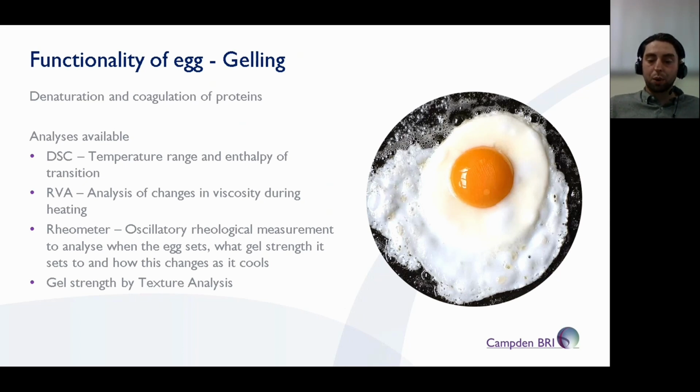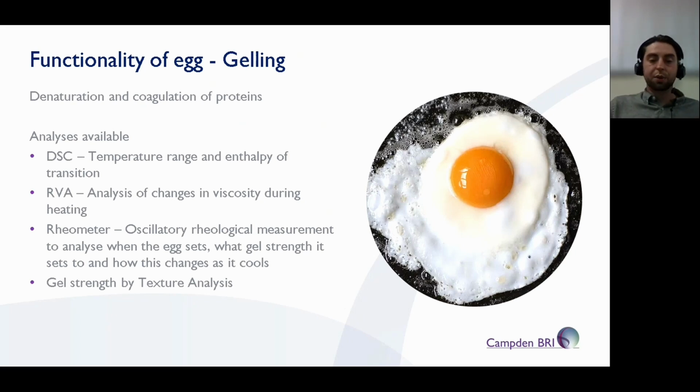And then the key part is the coagulation. So once these proteins unravel, denature, they expose the interior functional groups, which can then make links to the inside of other proteins and create a network. And that's what the gelling is. Lots of proteins denature, but not all proteins coagulate, and that's where eggs are useful.